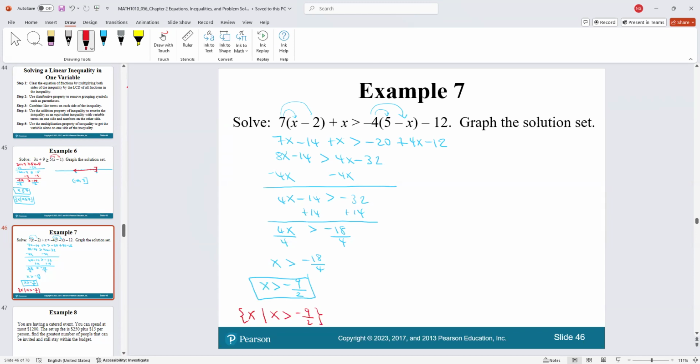Now, on a number line, remember when they asked you to graph, because that's the goal, they said, okay, we have 0.